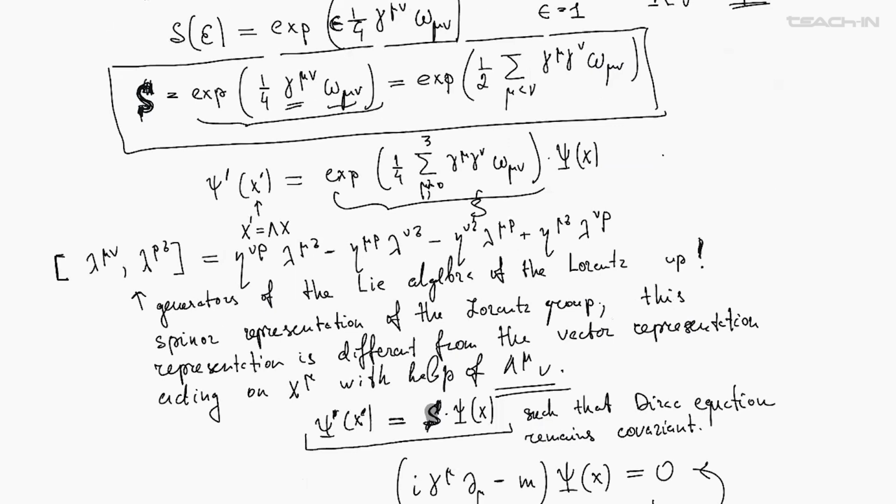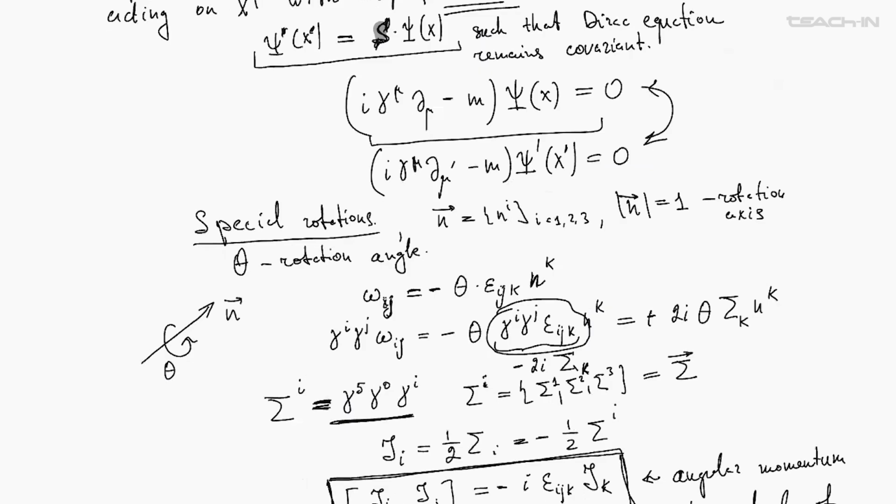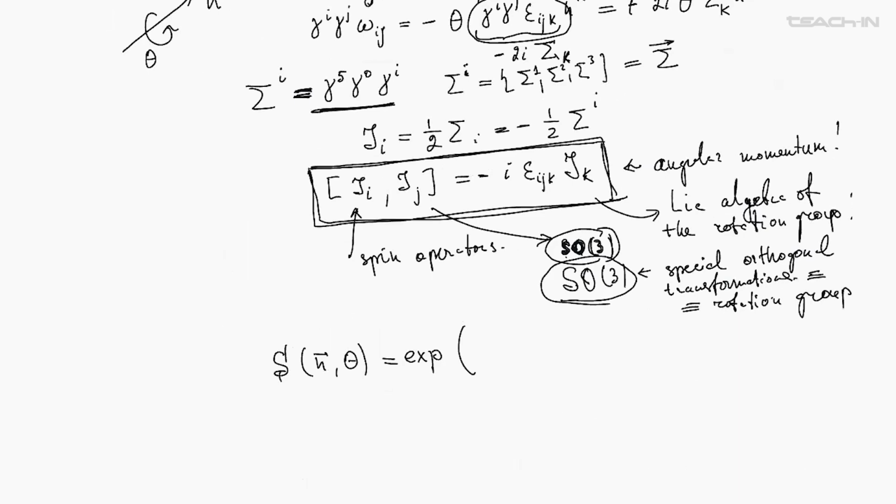And then what we have, in terms of matrix sigma capital, can be written as i over 2 sigma vector multiplied with vector n and multiplied with the rotation angle theta. This is how this expression will look in terms of this matrix sigma capital.